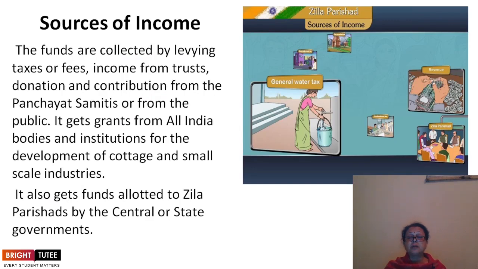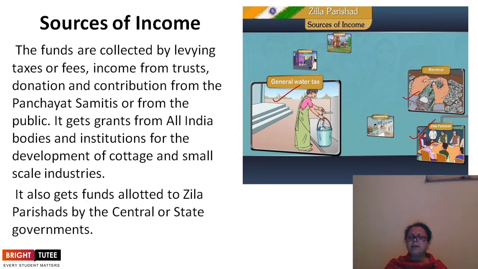Then it comes to how it maintains itself, or from where they manage the income. So these are the sources of income of Jila Parishad. General water tax. Then it is about the taxes. Then the Jila Parishad conducts a meeting for that. This is about the finance, how they are collecting the revenue.